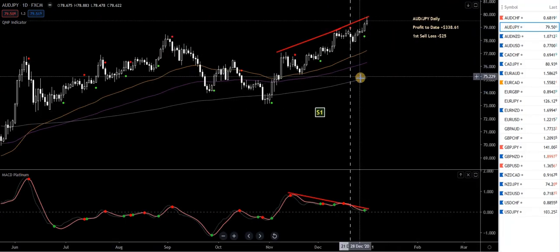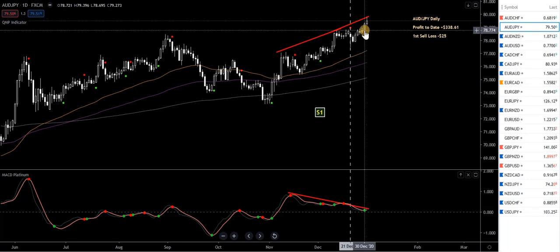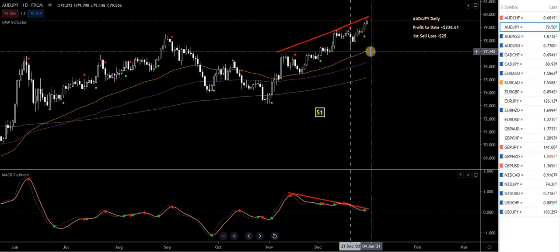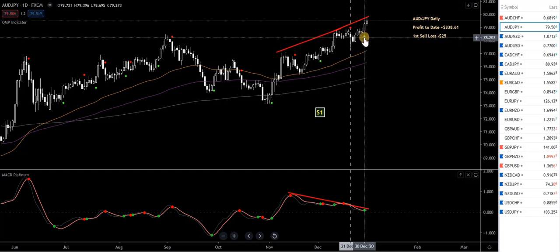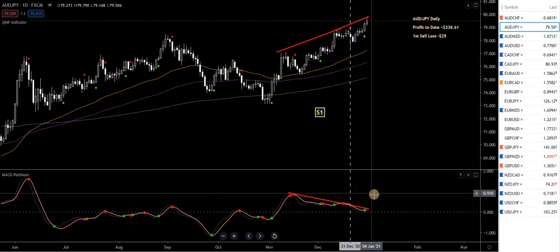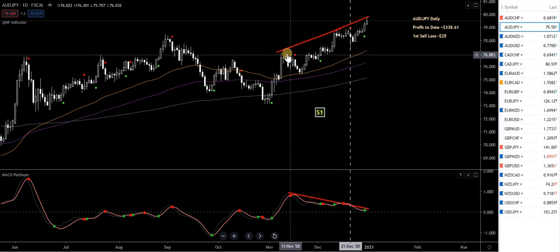No trades on at the moment. There's a buy signal coming up on Monday. Sorry, that was on Friday. Didn't take it because it's not a valid signal.